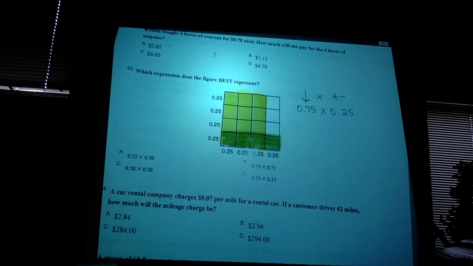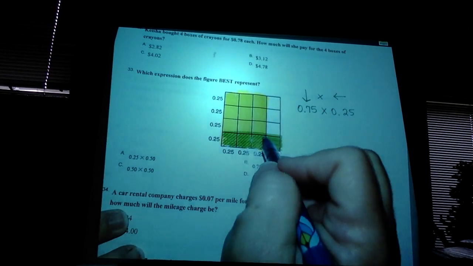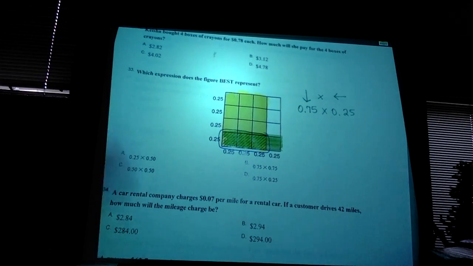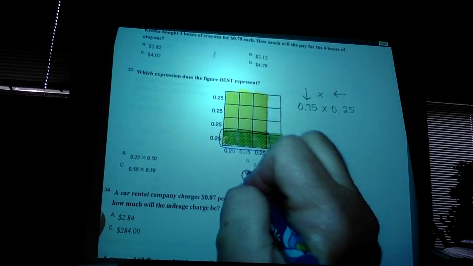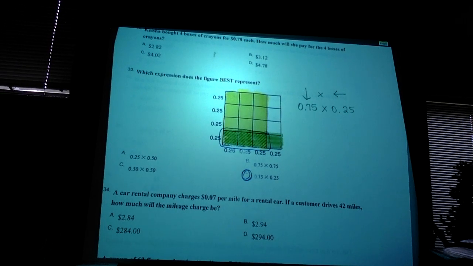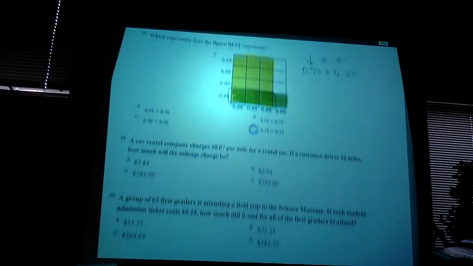And remember, for those of you in my class, where they cross right here is your answer. But we don't need an answer. We just need the problem today. And it's D. Okay? Let's go down to 35.